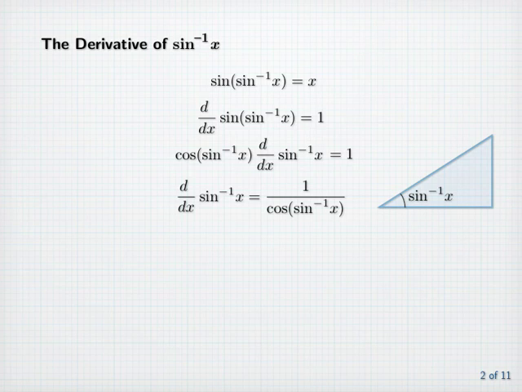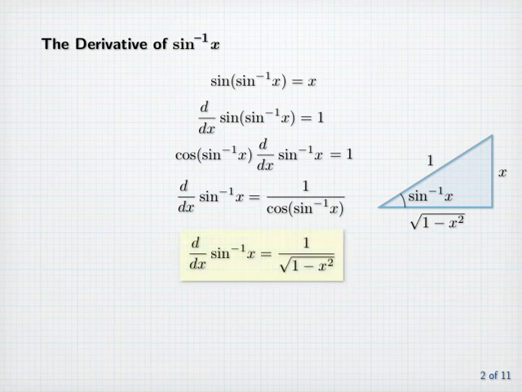The sine of that angle is x, so we can label the opposite side x and the hypotenuse 1. That makes the adjacent side have length equal to the square root of 1 minus x squared. Thus the cosine of the angle is the square root of 1 minus x squared divided by 1, and so the derivative of inverse sine of x equals 1 over the square root of 1 minus x squared.